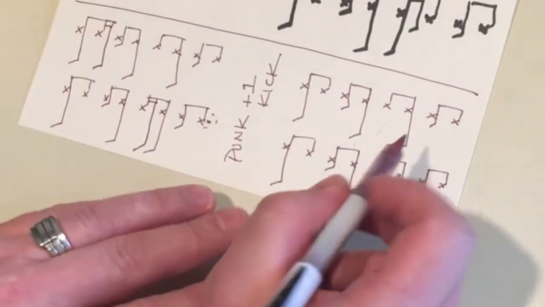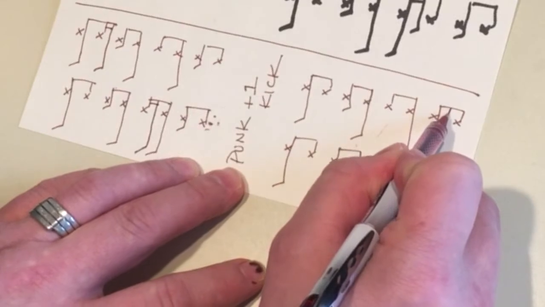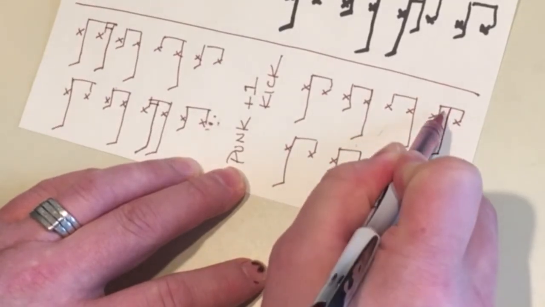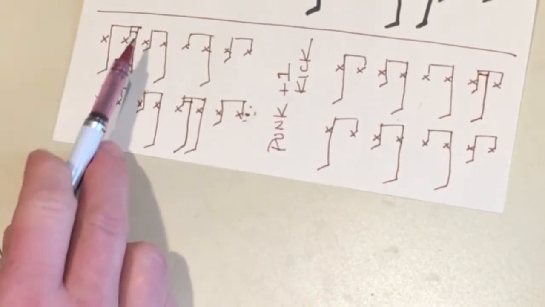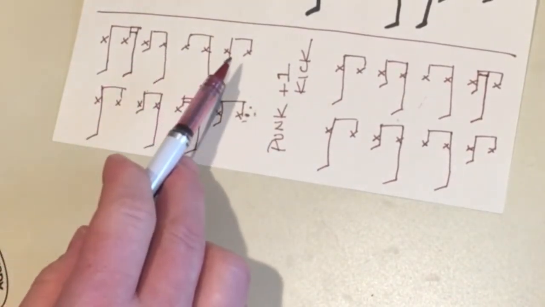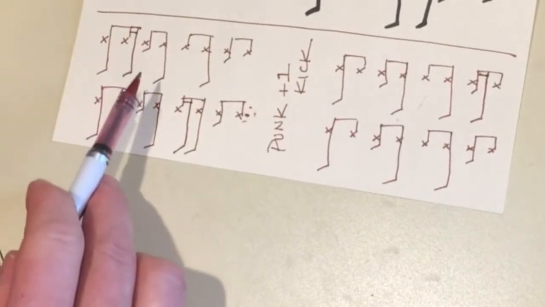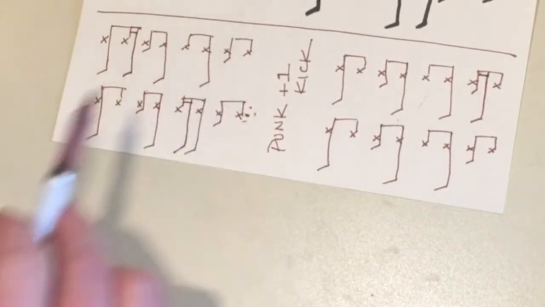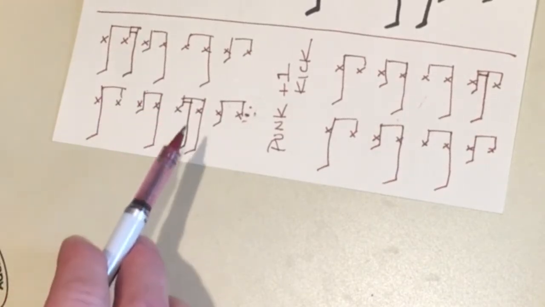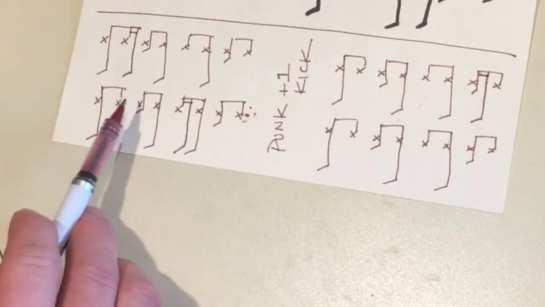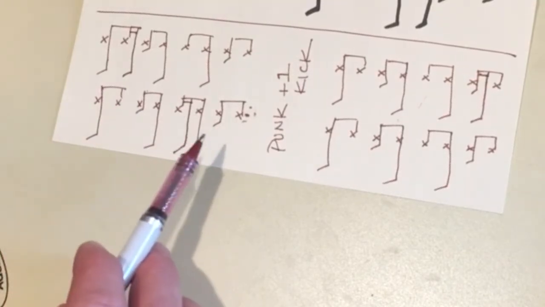And then up here, let's do the E of 4. So this is going to be 1 and 2 and 3 and 4. 1 and 2 and 3 and 4. This is going to be 1 and 2 and 3 and 4.